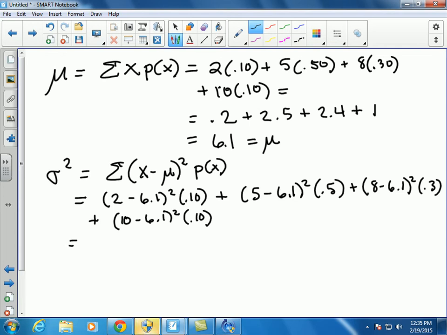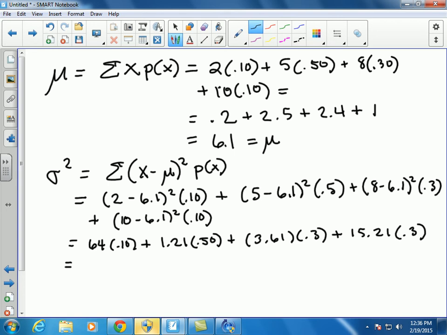And we end up getting, I'm going to do that work, 2 minus 6.1 squared equals 16.81, so I get 16.81 times 0.10 plus, now I'm going to do 5 minus 6.1 and square that, is 1.21 times its density. And you can see that that 5 in the graph was really close to the 6. That's why that number's really close, that 1.21. And then the third one is 8 minus 6.1, and I'm going to square that, and I get 3.61, and I'm going to multiply that by its density of 0.3. And then I'm going to add to it the last one, which is 10 minus 6.1, and that's 15.21 times its density.